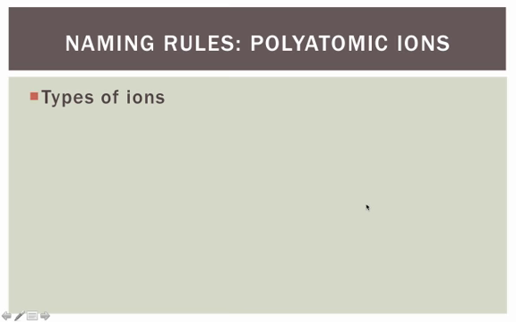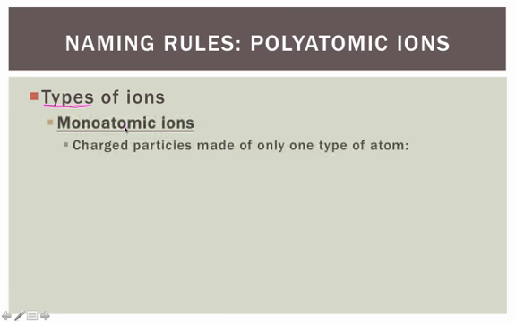We're going to be talking now about polyatomic ions. Up to now, we just defined ions as being anything with a positive or negative charge, but it turns out that ions come in a couple different flavors. There are different types of ions out there.